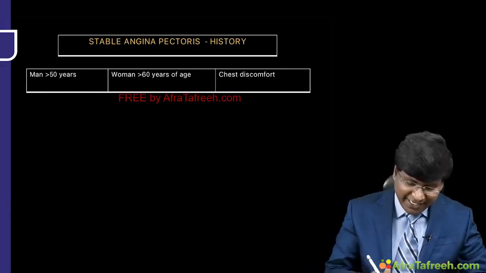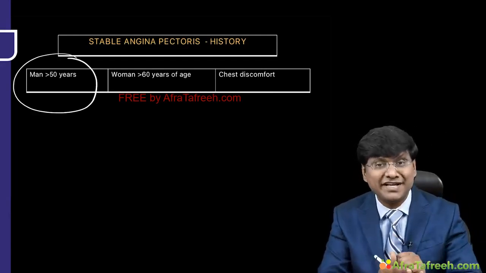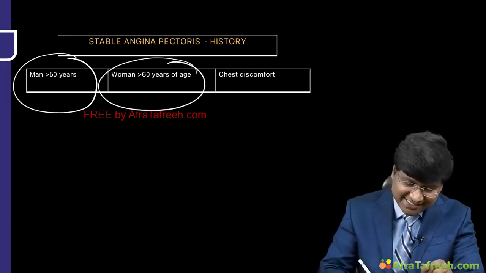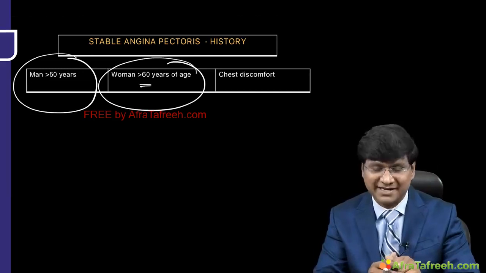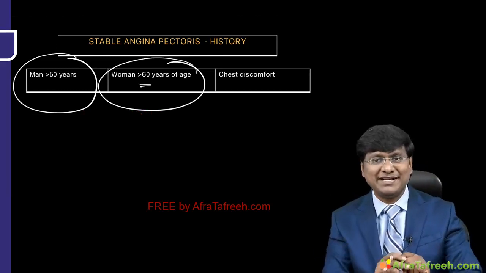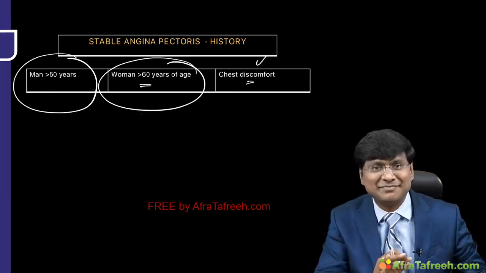But if you take in males, the risk increases at the age of more than 50 years itself. But whereas in females, the risk increases at the age of more than 60 years of age, right? And what will be the important clinical manifestation in stable angina pectoris? That will be in the form of the chest discomfort.